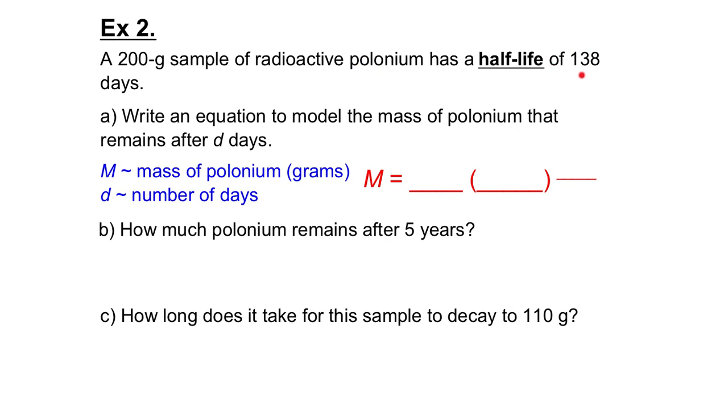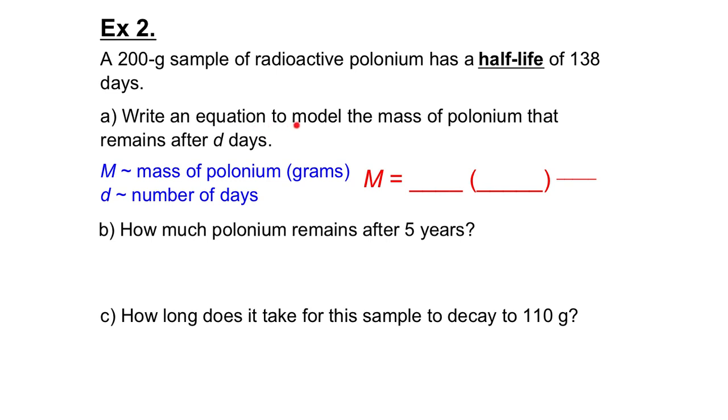Every 138 days, you're going to have half as much of the sample. So you start with 200 grams. After 138 days, you now have 100 grams. 138 days later, you have 50 grams. 138 days later, you have 25 grams. Every 138 days, you have half as much of your sample as you did before.